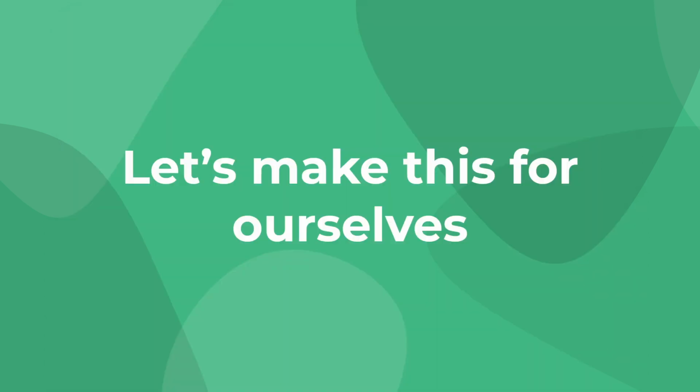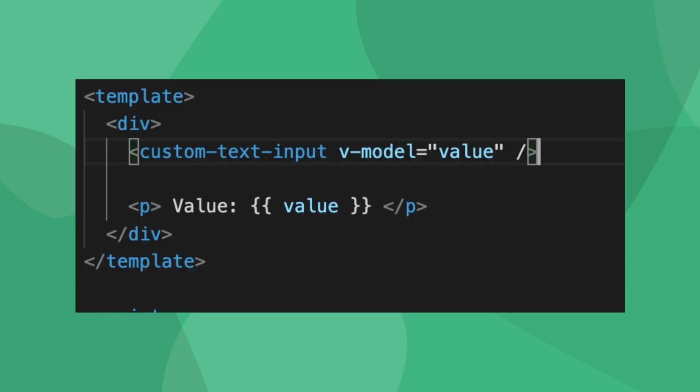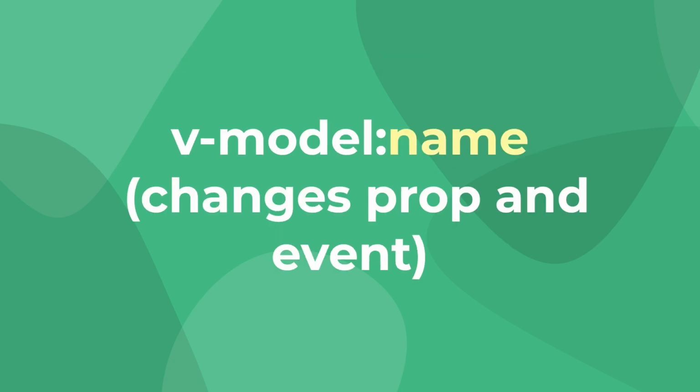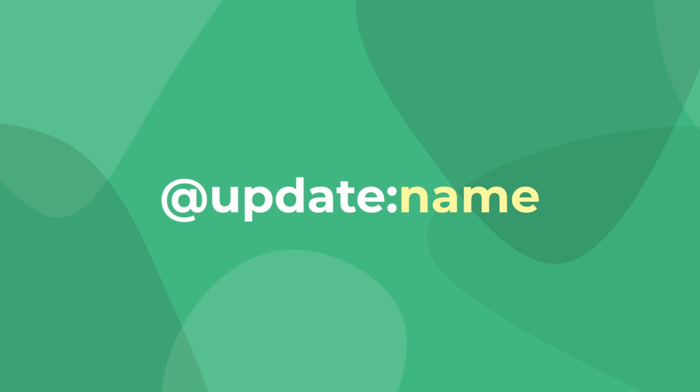Okay, let's take a little deeper look at this. Let's continue with our example of using vModel for forms, and we'll create a custom text input called CustomTextInput.vue. The default name for a value passed using vModel is model value, which is what we'll be using for this example. However, if we did want to give it a custom name, we can just add a colon after our vModel and then type whatever we want the name to be. And then the name of the update event will be update colon, whatever the name we're passing is.